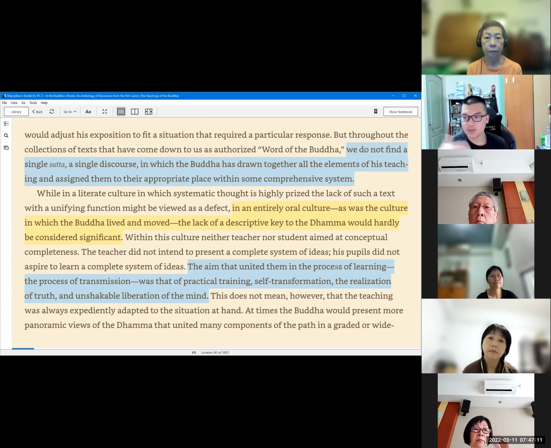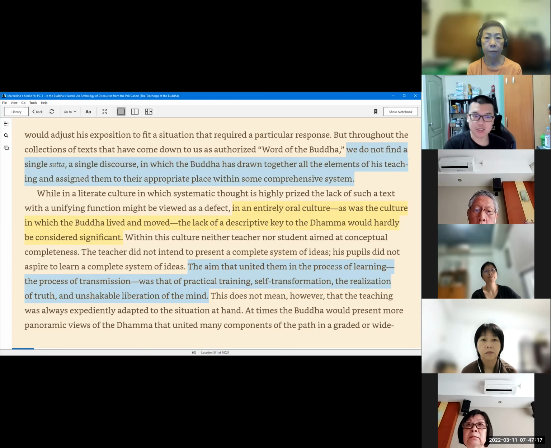So why didn't the Buddha do this? Why didn't the Buddha put together his teachings in a systematic structure, and assign them to an appropriate place within some comprehensive system? The following paragraphs will explain.